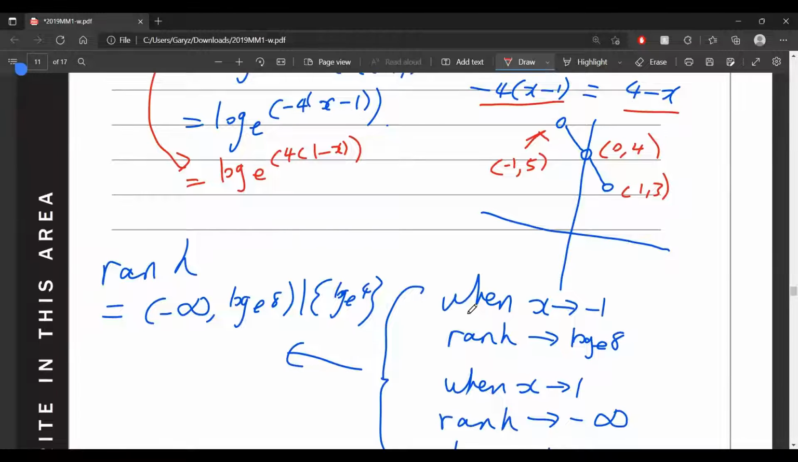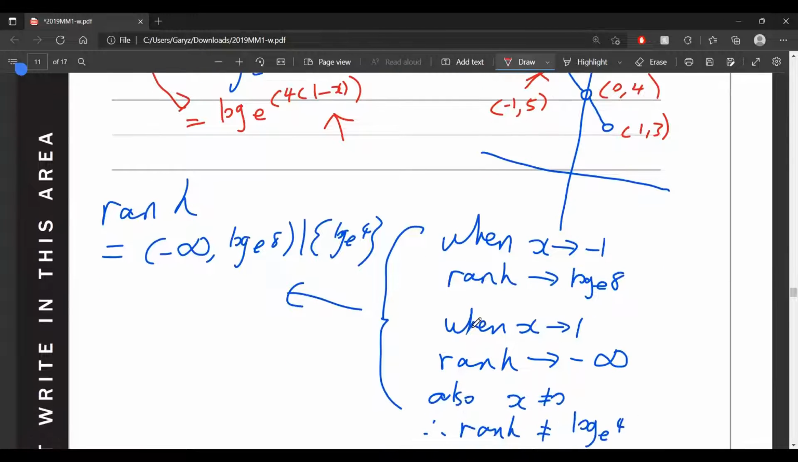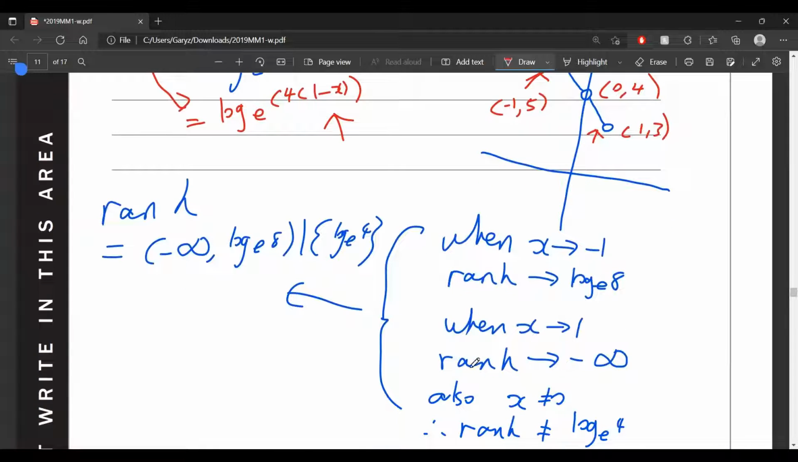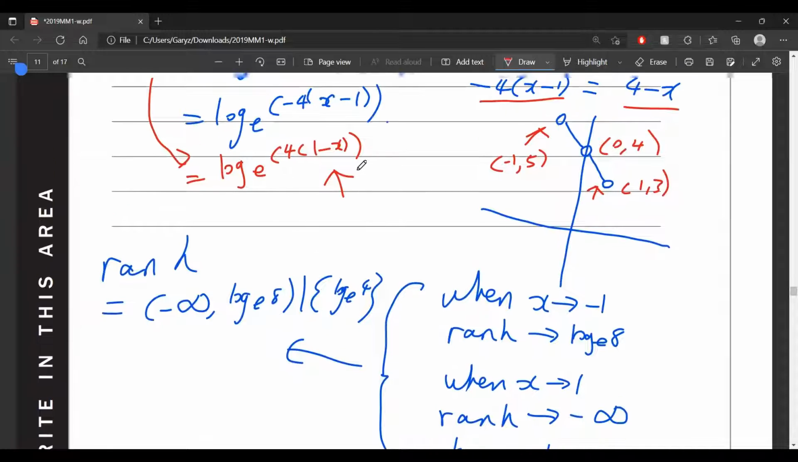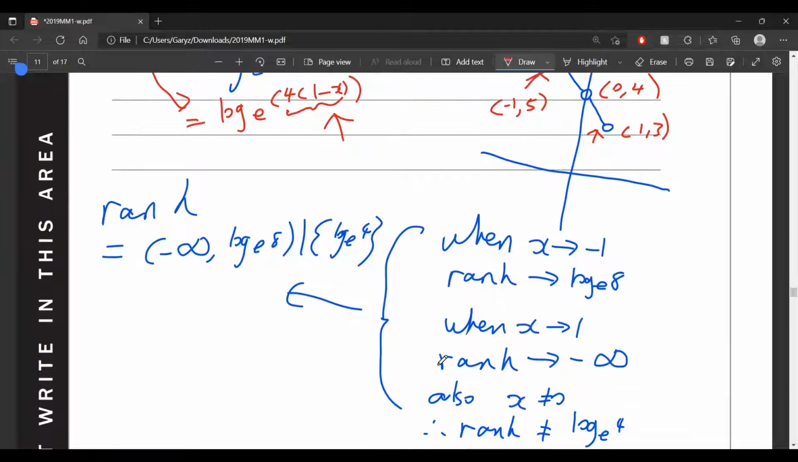For the top point here, as x is approaching -1, we know that the range of h is approaching log e of 8. How I got that is, if we sub in -1 here, we know that this value is log e of 8. So as x gets closer and closer to -1, the range will get closer and closer to log e of 8. Now we focus on when x is approaching 1, down here. As x is approaching 1, the range of h is approaching -infinity, because this inside value becomes really small, and a log of a really small number is basically approaching -infinity.